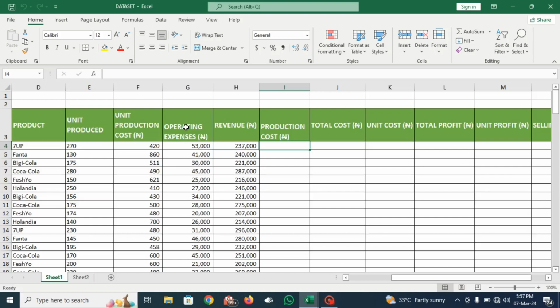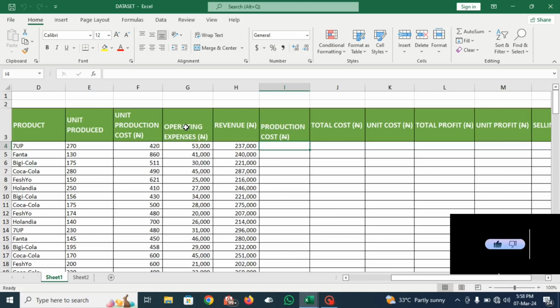Remember that before you can determine your total production cost, you have to add the direct cost with your factory cost, that is, direct cost with your overhead cost. But in this data set, we have units produced, then we have unit production cost. So before we can have the total production cost for all these products, we need to multiply 270 units by 420 naira. So we need to apply our multiplication here. For you to apply your multiplication on Excel, you need to start with equal to.